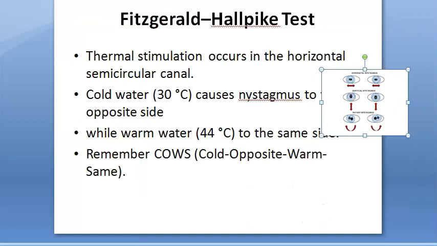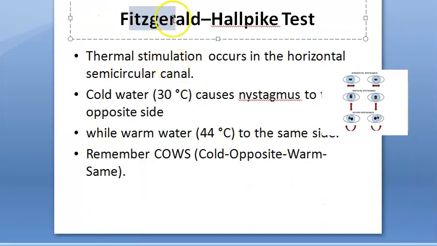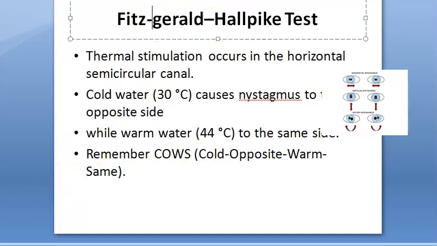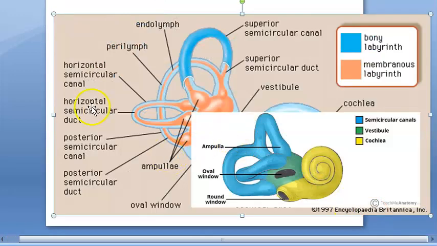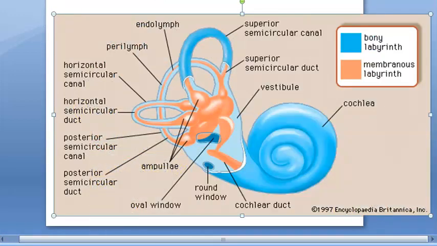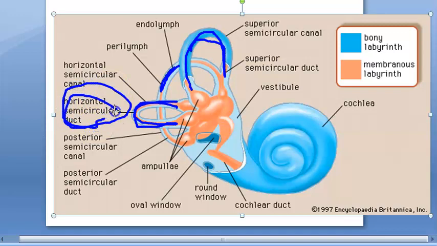So guys, in this we will focus mainly on the Fitzgerald-Hallpike test. As you know, we have three semicircular canals. Look at this: the anterior or superior semicircular canal, the posterior semicircular canal, and the lateral semicircular canal. We are focusing on this one. It is almost horizontal, not actually horizontal. This is the lateral semicircular canal, and we are focusing on this one.